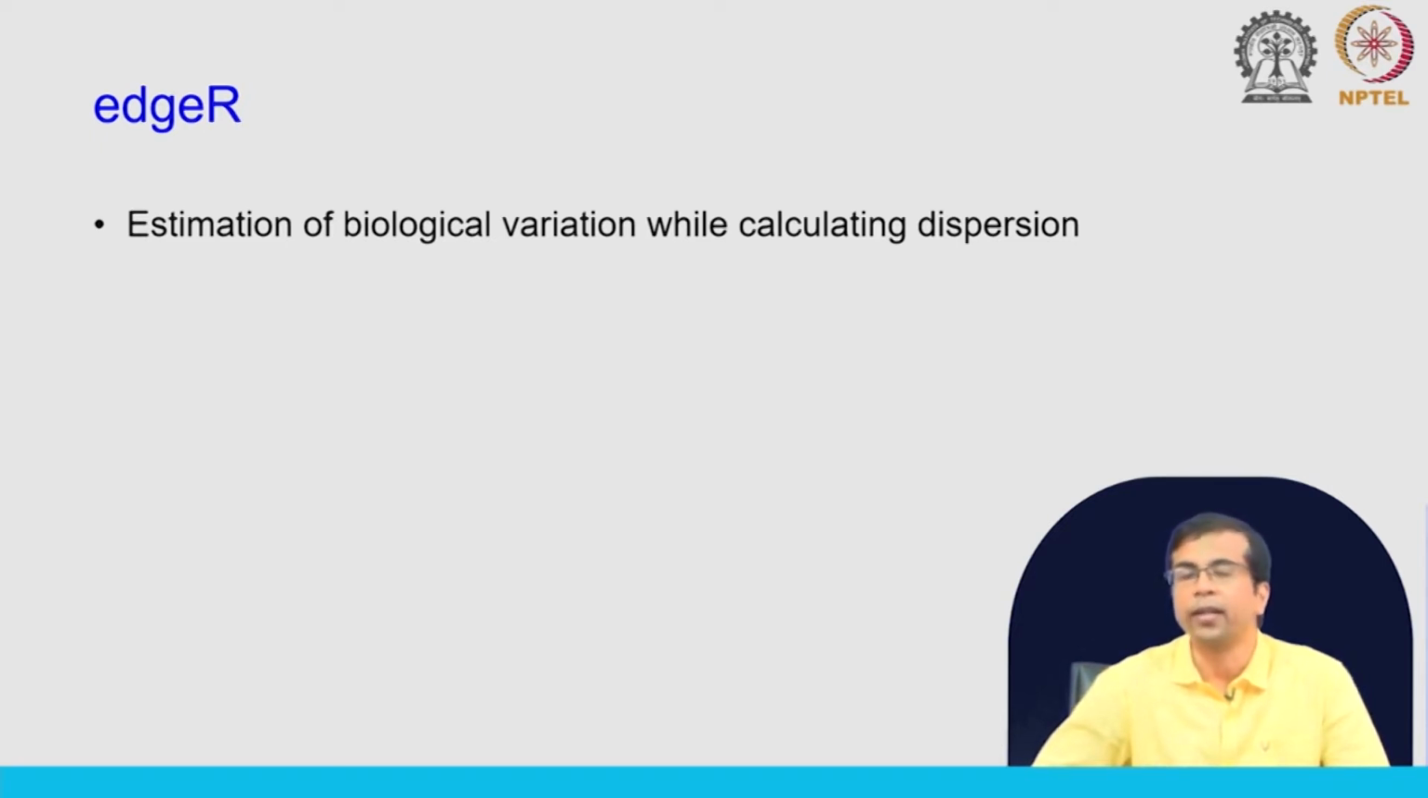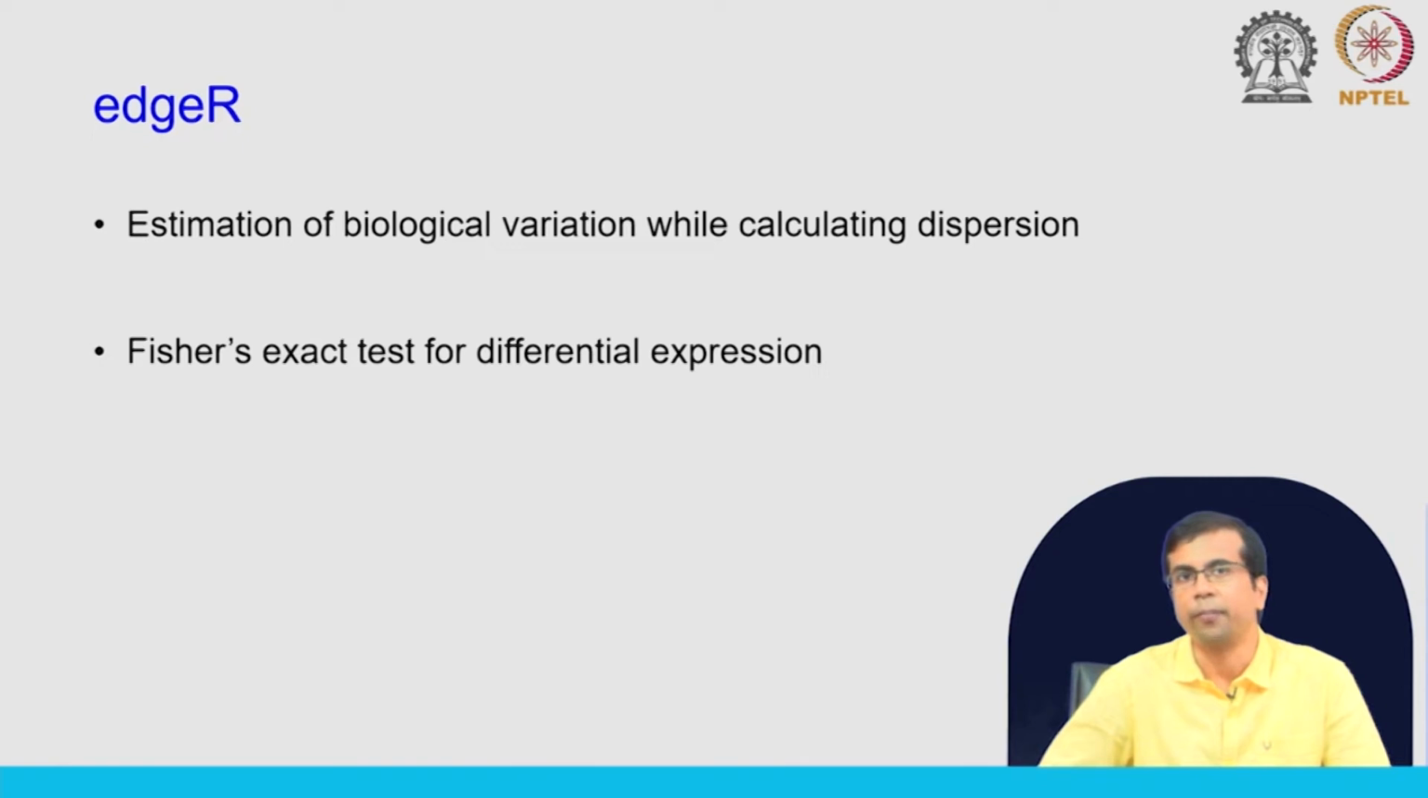Again there is some underlying assumption. So, it assumes the count data within technical replicates follows a Poisson distribution, whereas between biological replicates you have the negative binomial distribution. So, with that assumption it can actually calculate the biological variation while calculating dispersion.